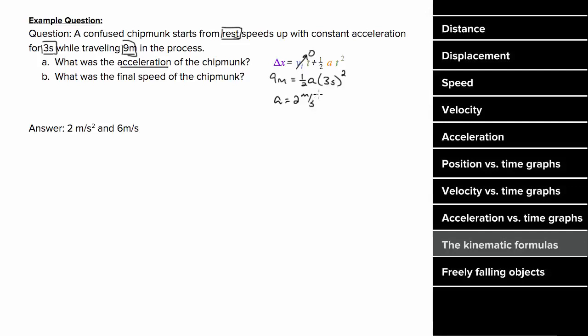We could also solve for the final speed of the chipmunk using the first kinematic formula. The final speed would be our unknown. The initial speed is still 0. We know the acceleration is 2 and the time was 3 seconds, which gives a final velocity of 6 meters per second. And the reason we could use these formulas is because we knew the acceleration was constant.